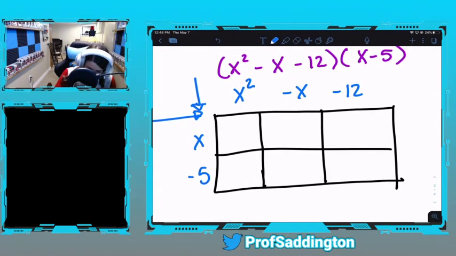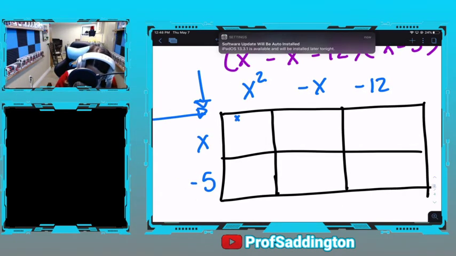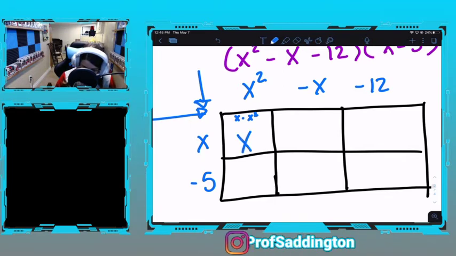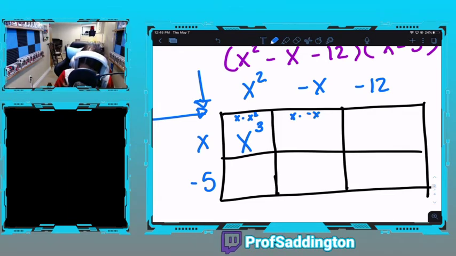Okay. So in my first box, I've got an x times an x squared, which is going to give me an x cubed. I have x times negative x, which is going to give me a negative x squared. A little bit more exciting. Got some negatives happening there.